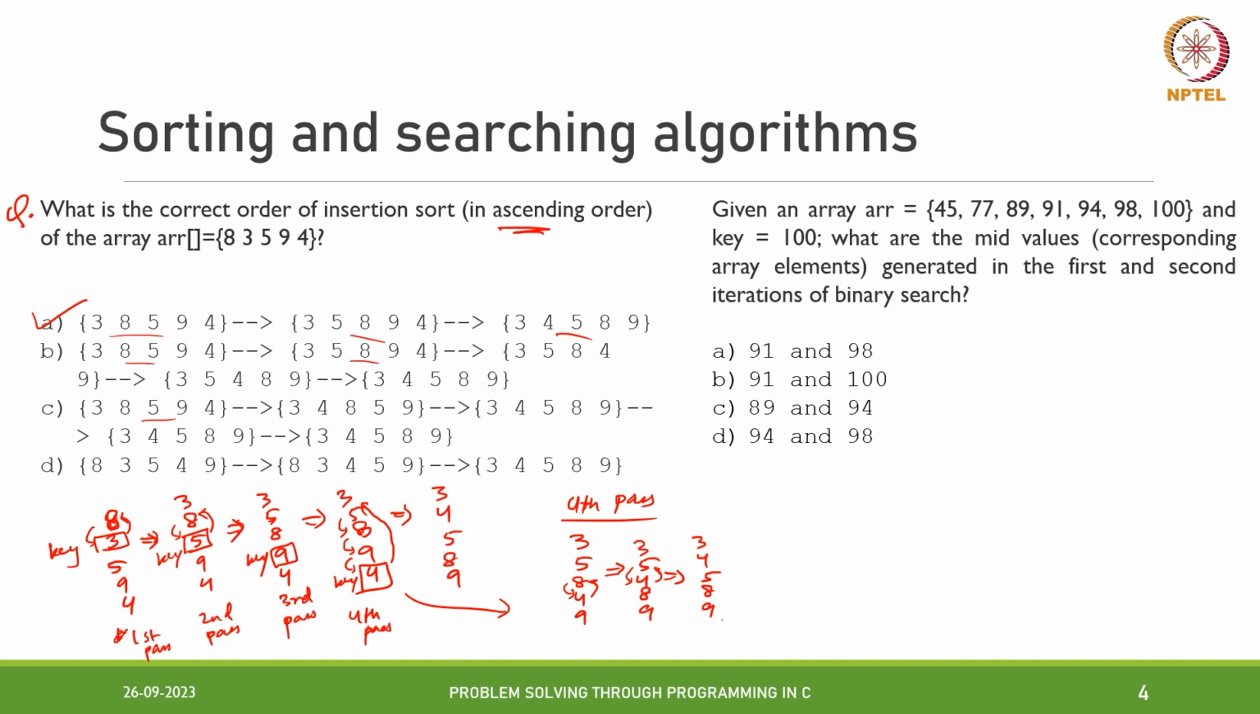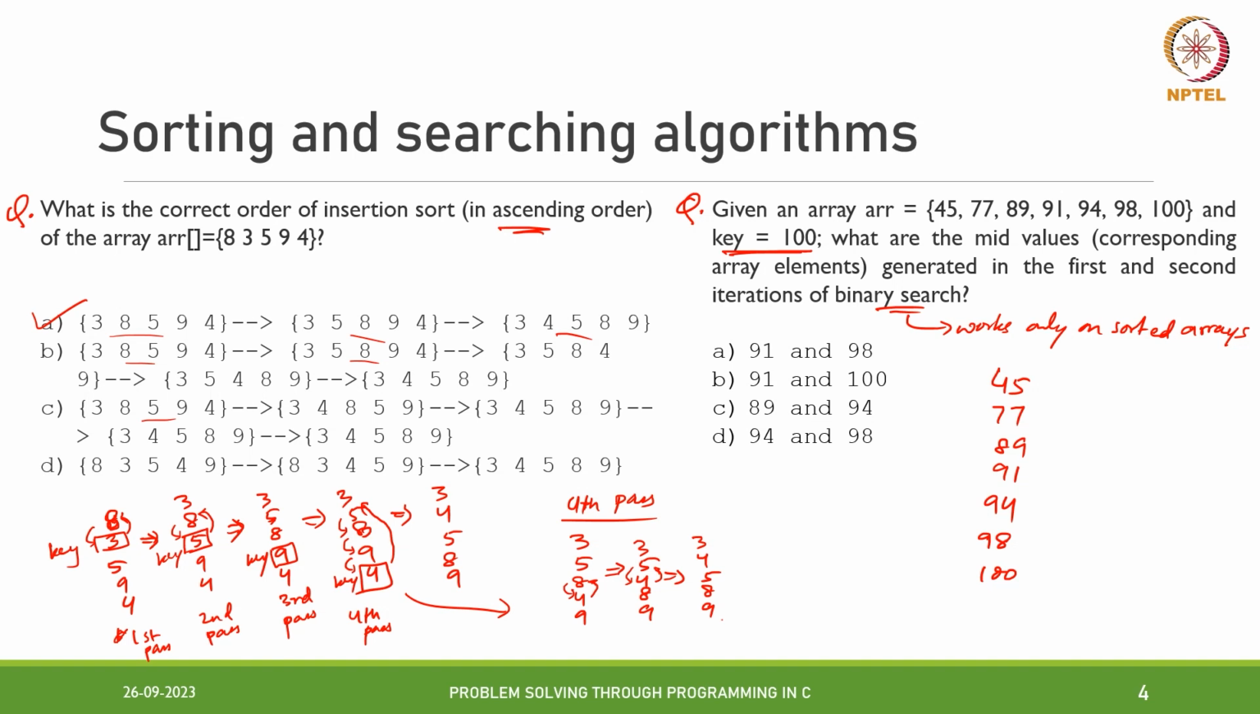All right. Now let's look at a question from binary search. I was talking about binary search earlier, and how it works only on sorted arrays. That is a limitation of binary search, and it is very important to remember. So here we have a sorted array: 45, 77, 89, 91, 94, 98 and 100. This is our array and the key is 100. This is the element that we are searching for, whether it's present there or not.